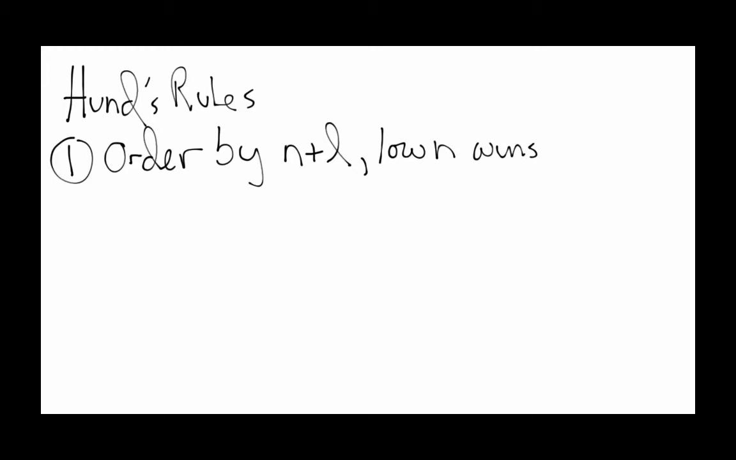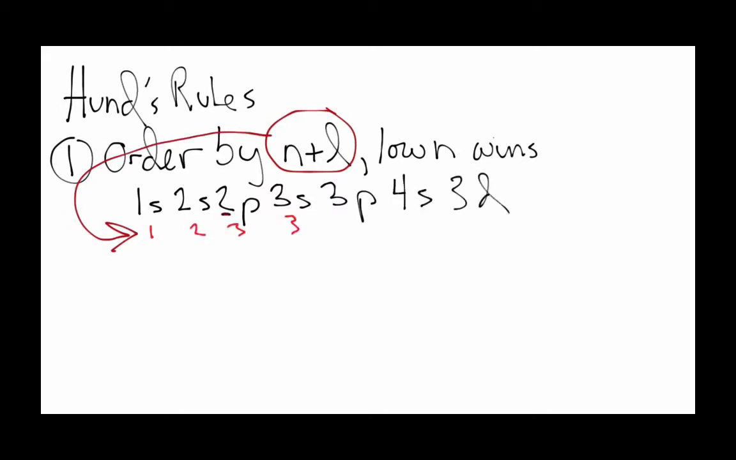And in the event of ties, the lower n value wins. So we have 1s, 2s, 2p, 3s, 3p, and if we add the n plus l, 1s is 1, 2s is 2, 2p, now p adds in, so that's 3, 3s, s is 0, so that's 3. So there's a case where the 2p beats the 3s because it is lower n. Then we get 3p, that's 4. And then 4s is also 4, but the 3p was lower n, so just like 2p, 3s, we have 3p, 4s.